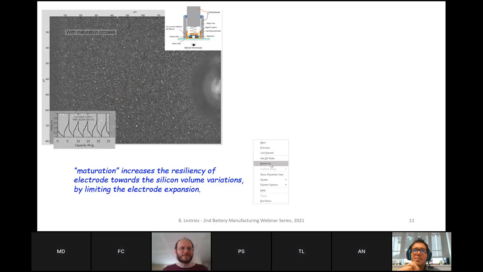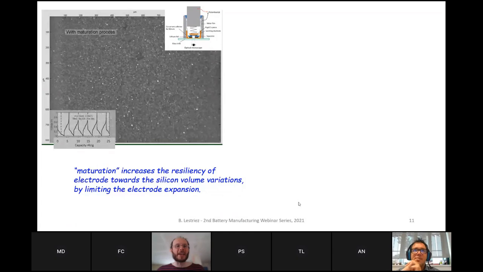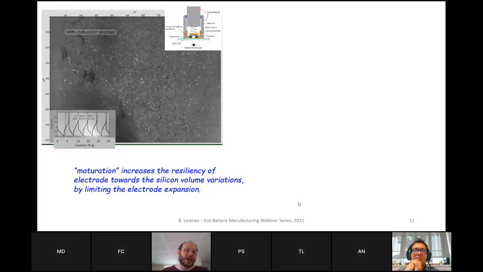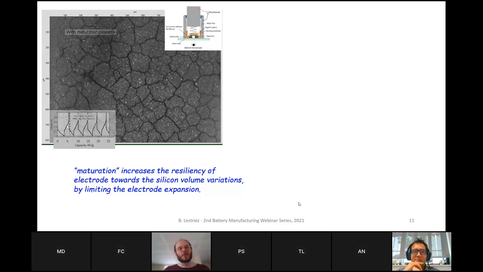Yes. So again, we are going to look at the surface of the electrode. This one is the matured electrode during the first cycles, and you will observe, as for the standard electrode I showed you at the beginning of my presentation, the formation of cracks. The pattern is, however, of smaller islands.